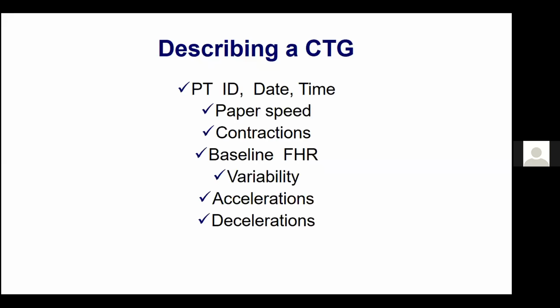So in terms of describing a CTG, colleagues, we have talked about the date, the paper speed, contractions, heart rate. We've talked variability, accelerations, but you need to categorize. When I trained as a medical officer, we had reactive and non-reactive CTGs. That nomenclature is no longer appropriate in our practice. The CTGs must clearly be stated as normal, suspicious, or pathological. So that is the language we are using.